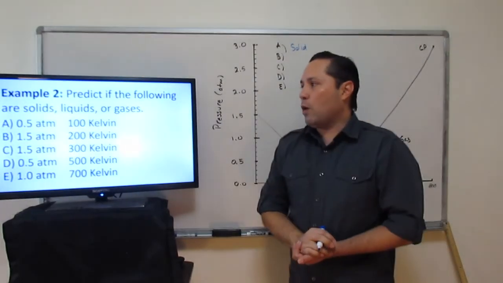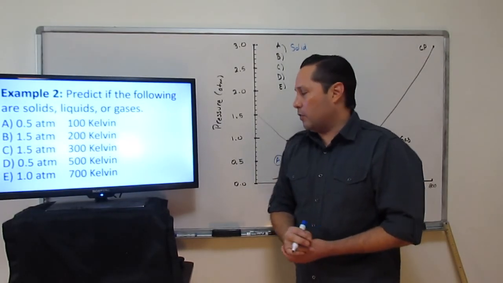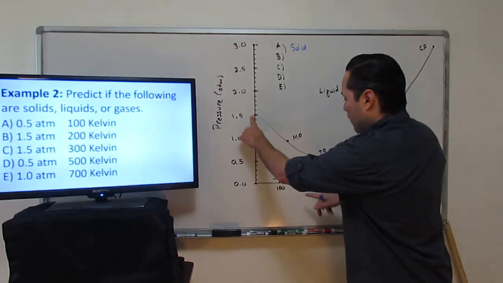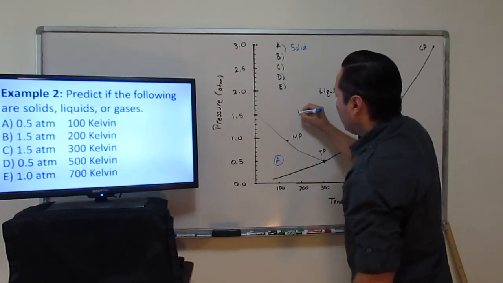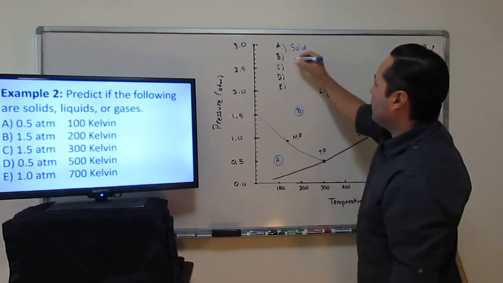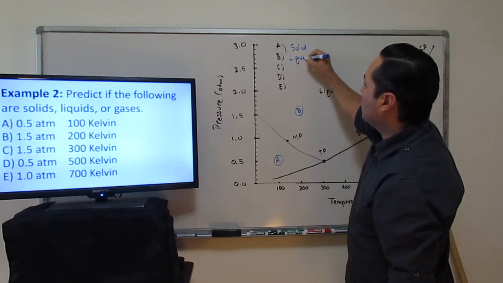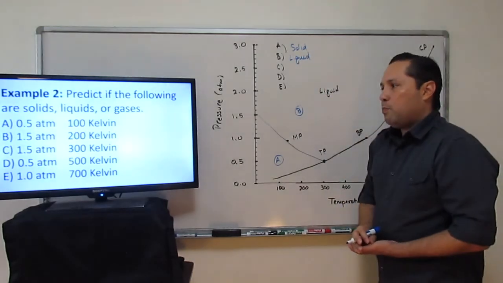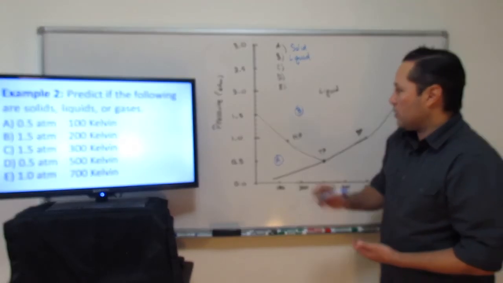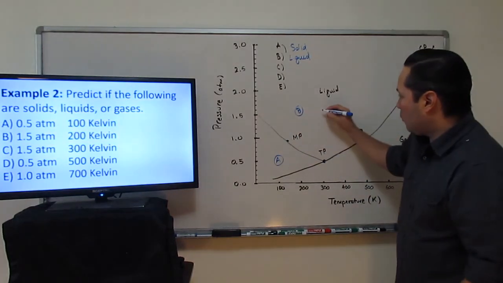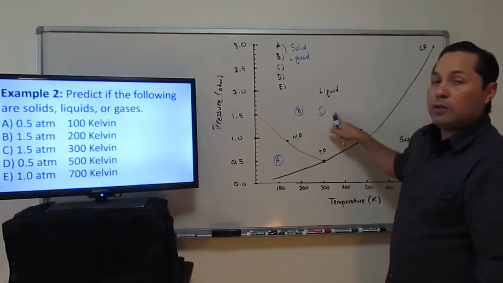B is 1.5 and 200 Kelvin. So 1.5 will be here and 200 Kelvin. This is where point B will be, and that is in the liquid section. Point C is 1.5 and 300 Kelvin, so slide it over. That's point C right there, still in the liquid phase.